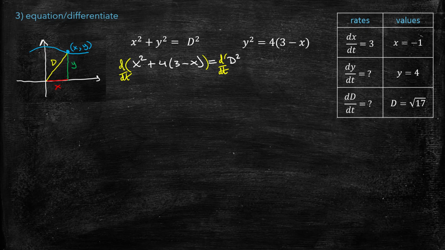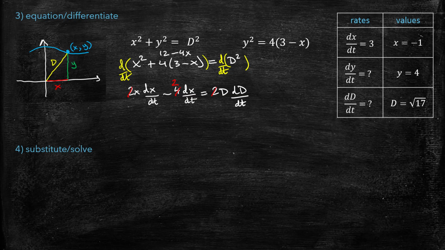So then we would get 2x dx by dt. Actually, you know what might be good just to distribute here. So this would be plus 12 minus 4x. So the 12 is a constant, the derivative would be 0. And then we'd have minus 4. And don't forget, x is still varying in terms of time, so we must have dx by dt there as well. And then we would get 2d dd by dt. Notice that the 2 could cancel out with that 2 and divide into here 2 times. So then we can substitute and solve.